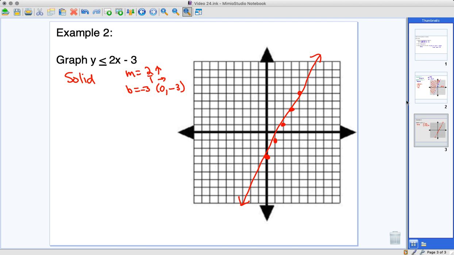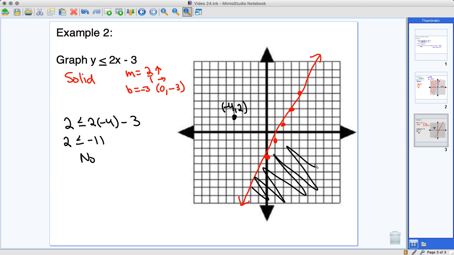Then we're going to pick our test point. I'm going to pick a point way over here this time, so that's the point negative 4, 2. I'm going to have 2 less than or equal to 2 times negative 4 minus 3. 2 times negative 4 is negative 8, minus 3 is negative 11. So ask yourself, is 2 less than or equal to negative 11? That's a no. So we're going to shade on the opposite side of our test point.